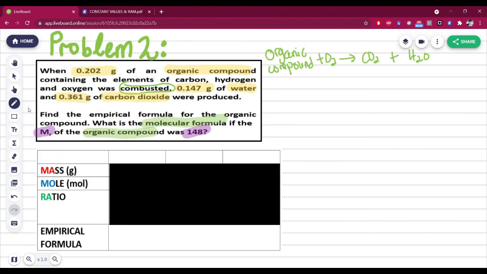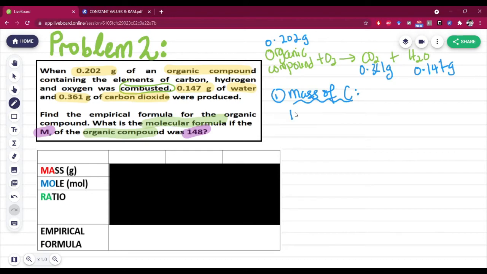So the mass of organic compound is 0.202 grams. The mass of carbon dioxide is 0.361 grams. H2O is 0.147 grams. So the first thing we need to do is to find the mass of carbon. How do we do that?